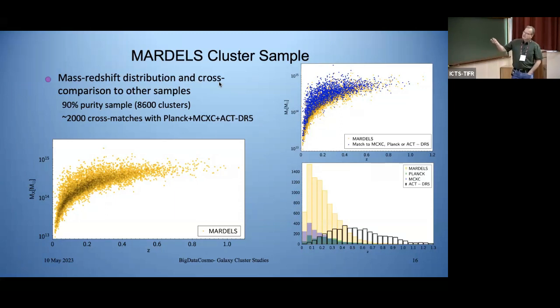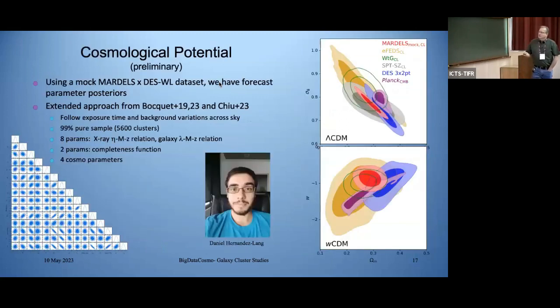Up here is the same sample, but now the points that appear in either MCXC, a famous X-ray catalog, Planck, or ACT-DR5 appear colored in blue. And so basically 2,000 of the 8,000 MARDLS clusters are found in those other surveys. Here's a redshift distribution. You can see MARDLS, as a rather shallow X-ray survey, is peaked at low redshift, but it has this long tail. Okay. It's a nice sample.